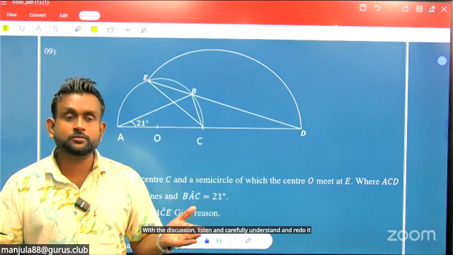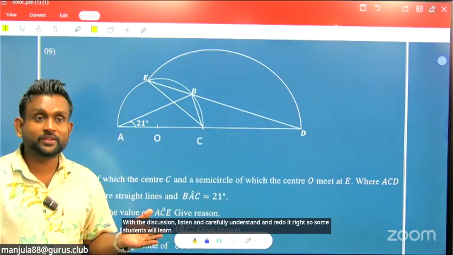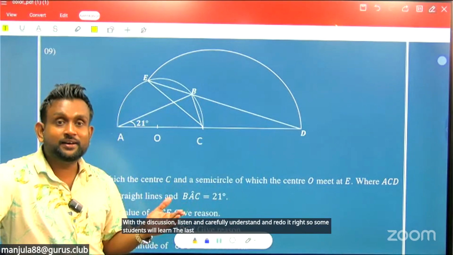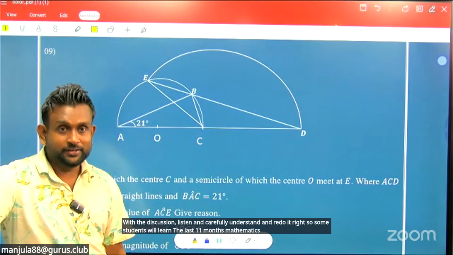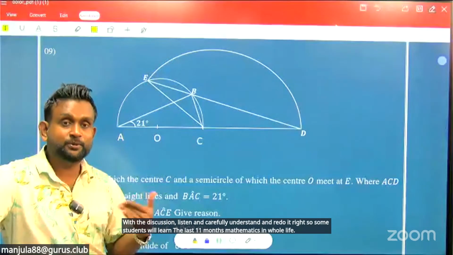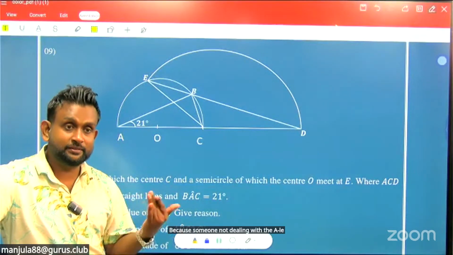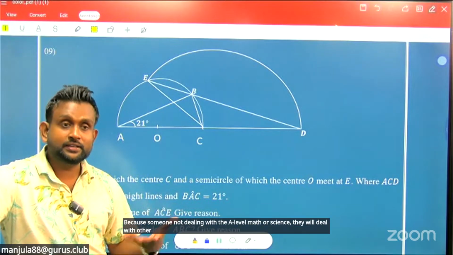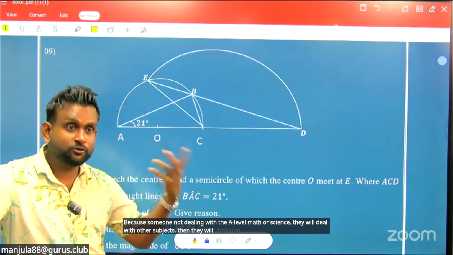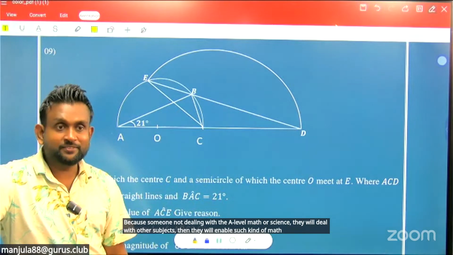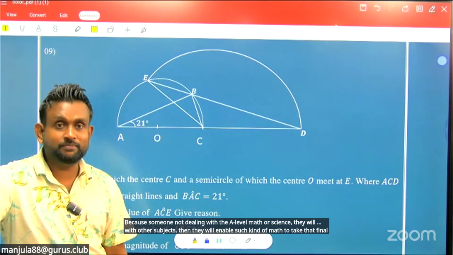So some students will learn the last 11 months of mathematics in their whole life. Because someone not dealing with the A-level maths or science, or they will deal with other subjects, right? Then they will never learn such kind of maths. So take that final opportunity in your life to learn maths.